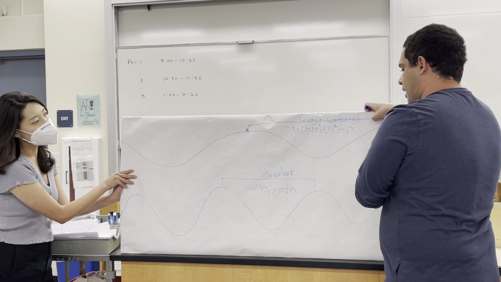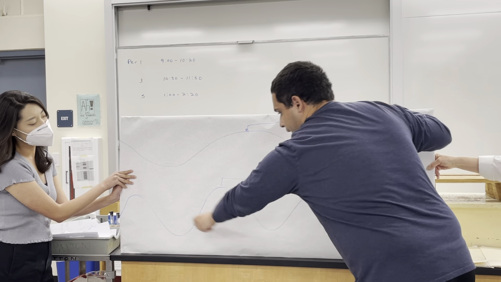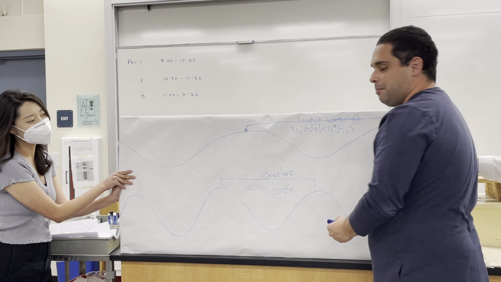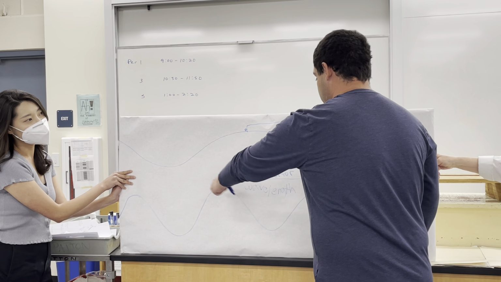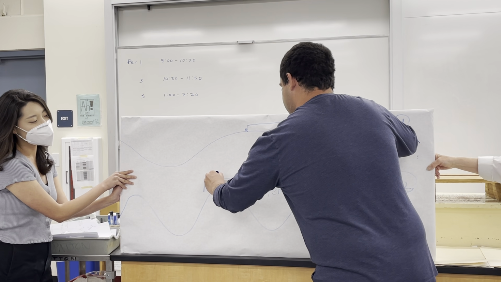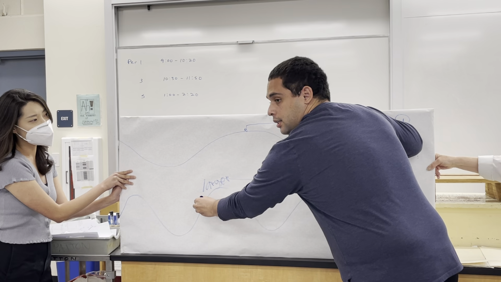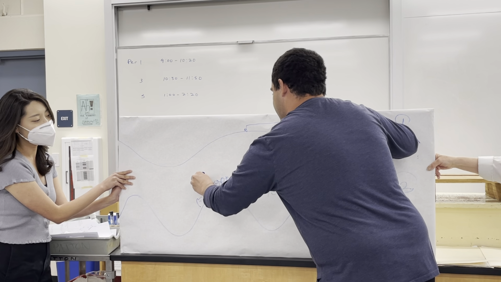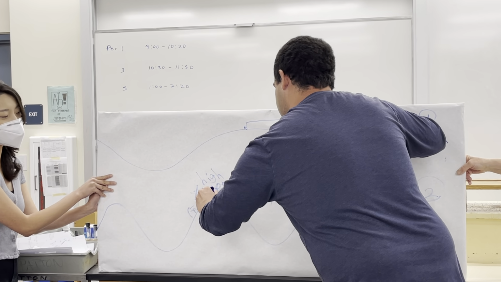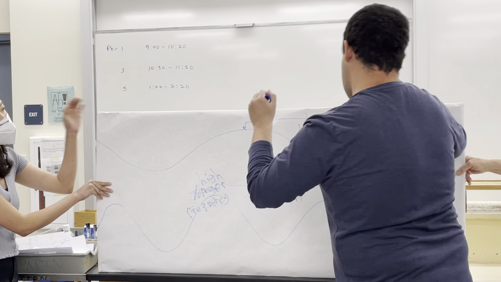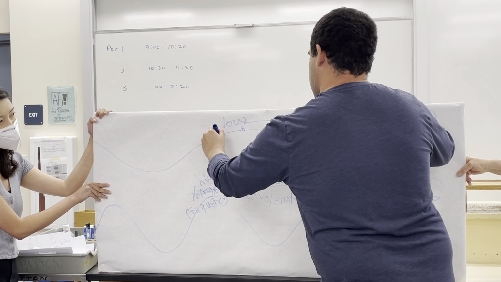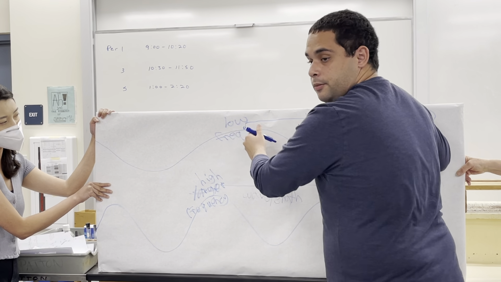And then you see we have a larger number of wavelengths occurring during that point in time while our volunteers were moving. So that's going to be a higher frequency. When we have a larger number of waves, that's going to be a larger frequency. So I'm going to write right here, larger frequency. High frequency. And then this is going to be a low frequency.